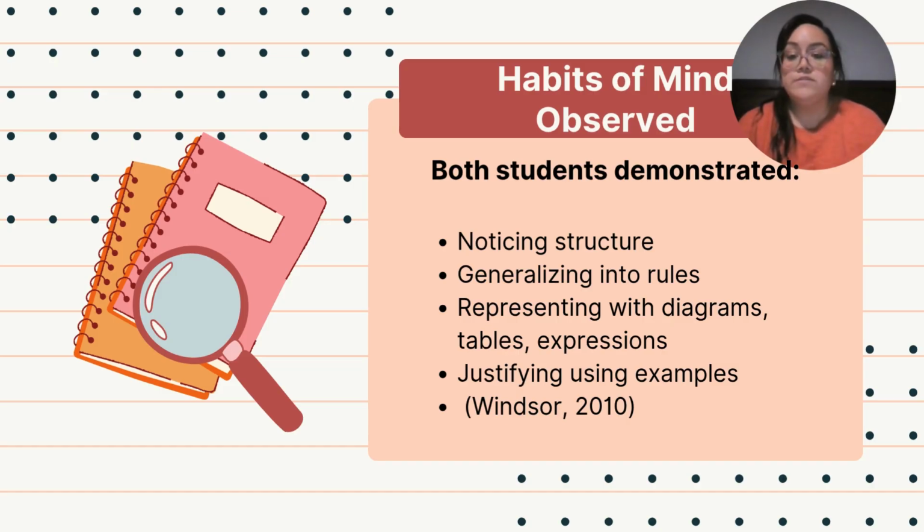Now, some of the habits of mind observed were that both students demonstrated noticing the structure, generalizing into rules, and representing with diagrams, tables, and expressions. They were able to justify using examples, which is what they observed based on their drawings.